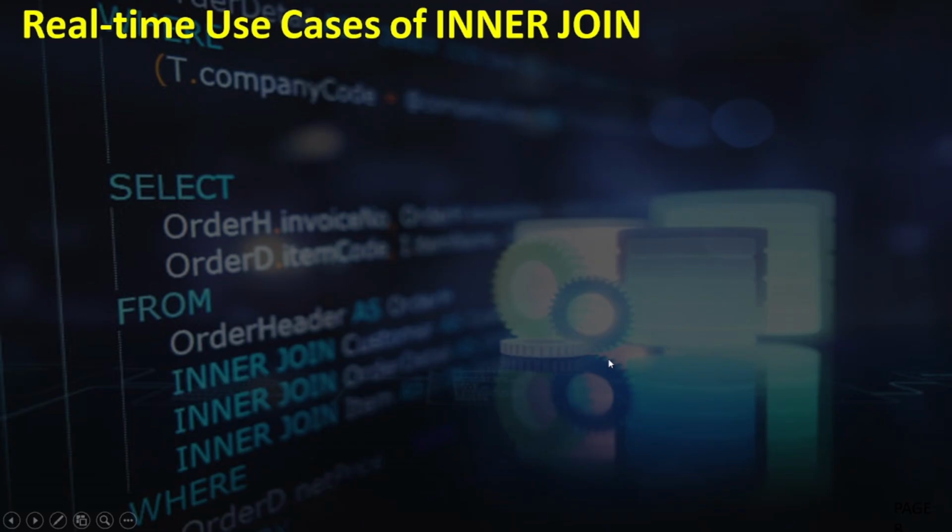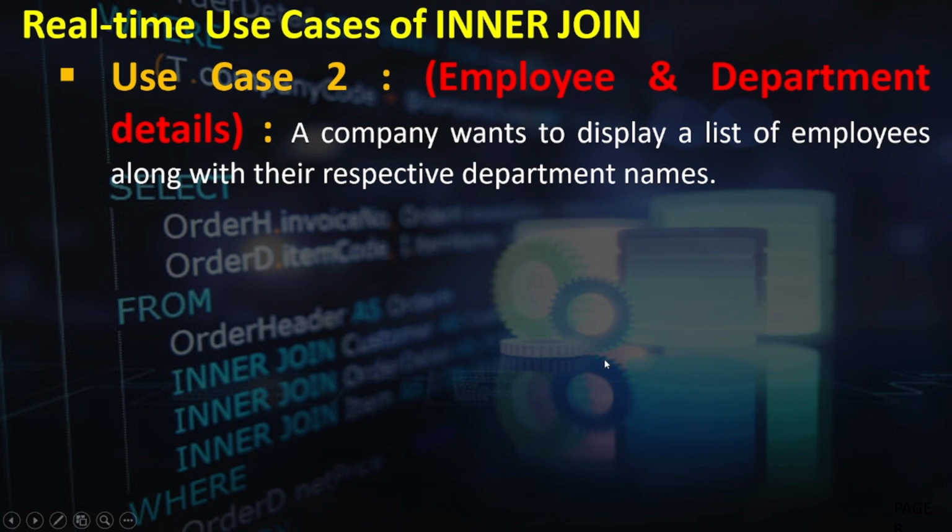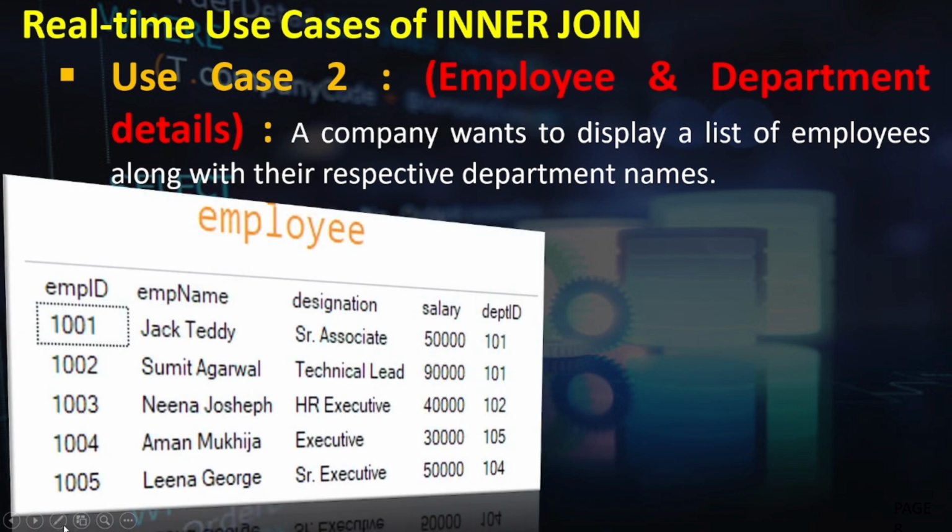Talking about the second real-time example. The second real-time example is employee and department. There are two tables. One is employee and the other is department. Department table is a separate table which contains department ID and department name. An employee table is separate, which is having employee ID, employee name, designation, and salary.